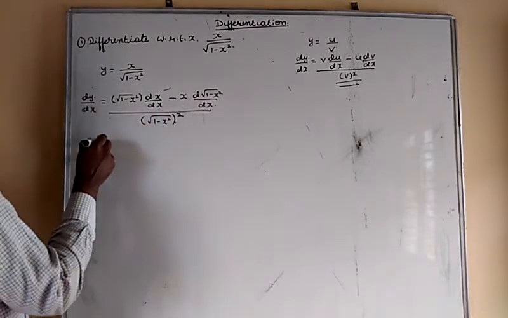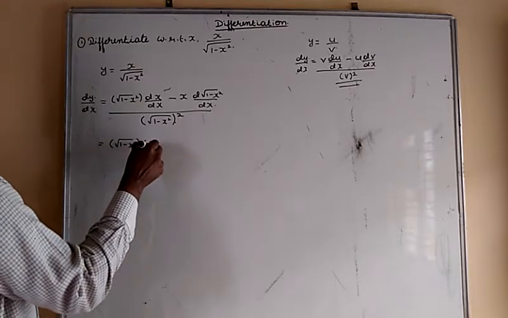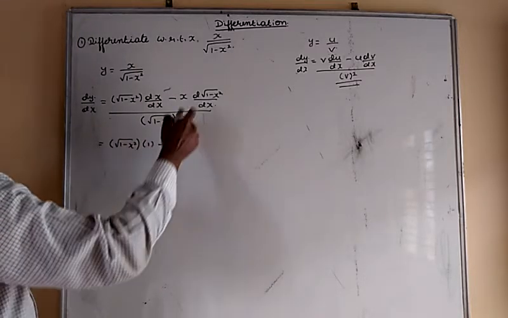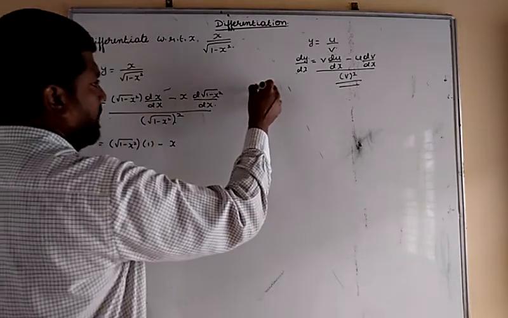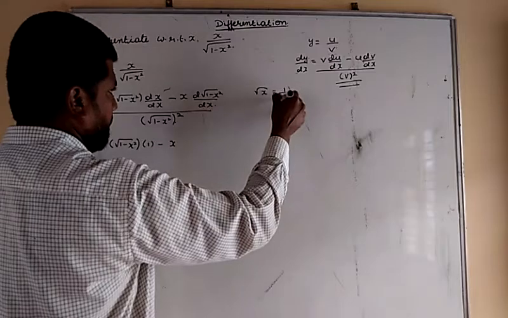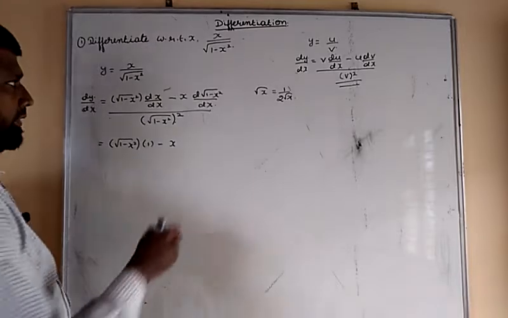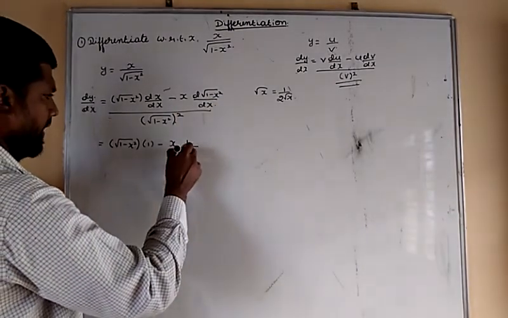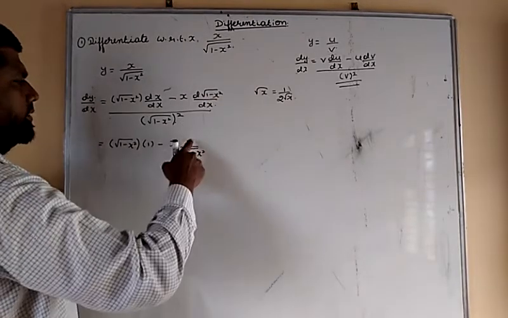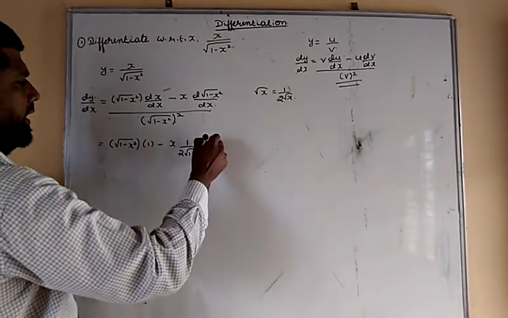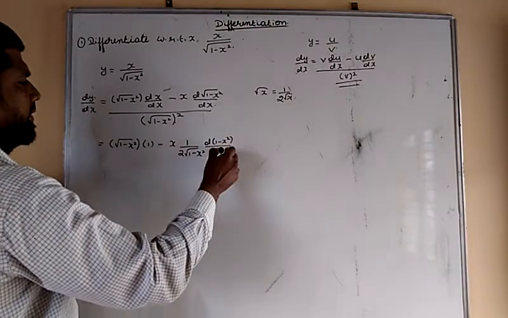Okay, so here root of 1 minus x square as it is, differentiation of x is 1, then x as it is, then differentiation of root of 1 minus x square. We know the formula for the differentiation of root x is 1 by 2 root x, but here it is given root of 1 minus x square. If you differentiate this, it is 1 by 2 root of 1 minus x square. So you have to assume this is an x. Then 1 by 2 root of 1 minus x square, and again in the place of x, 1 minus x square is there. Then differentiate 1 minus x square again.